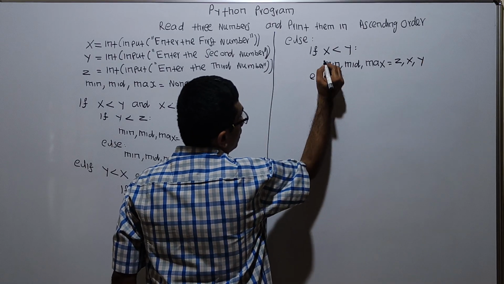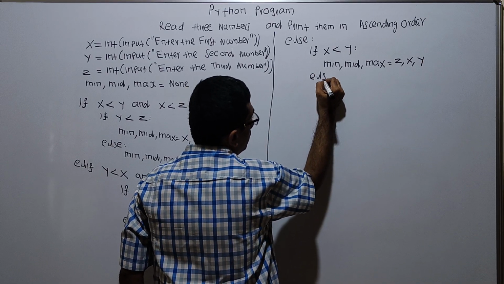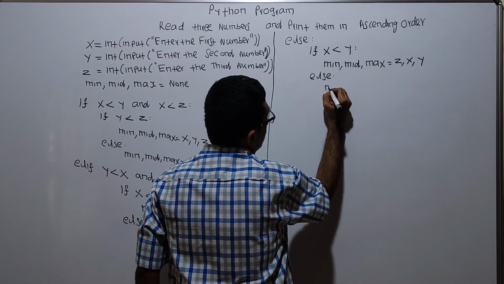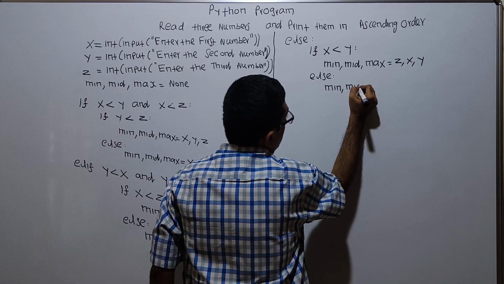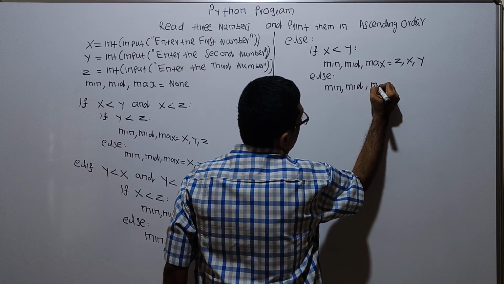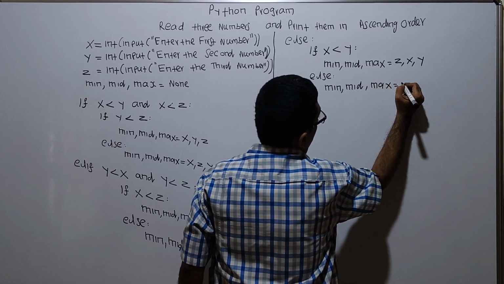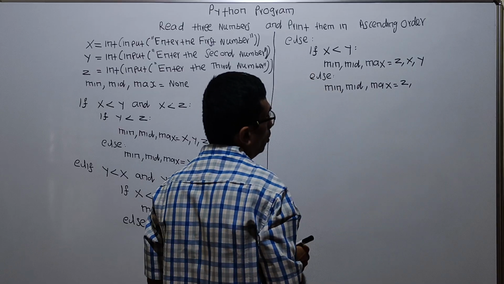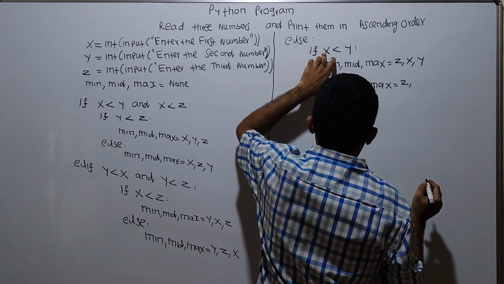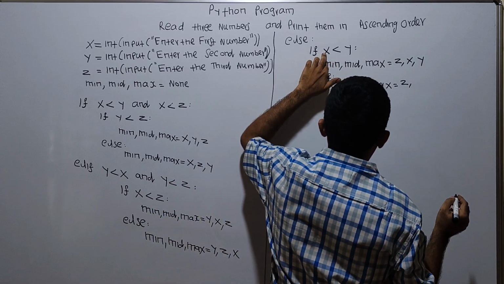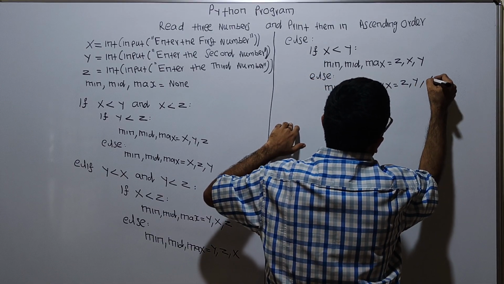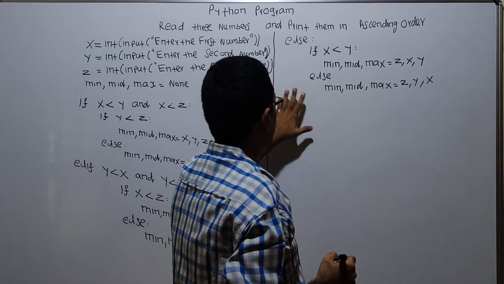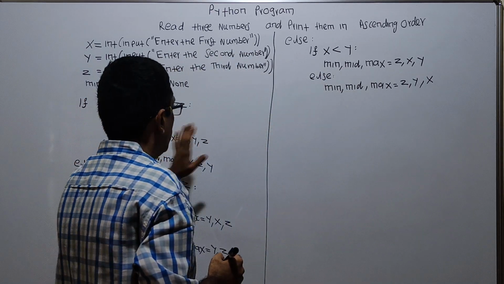If this is false, in this case y is greater than x. That means min, mid and max equal to z is the minimum, no doubt. Now the x is not lesser than y. That means y is less than x. Mid is y and max is x. So that is the if, elif and else structure.